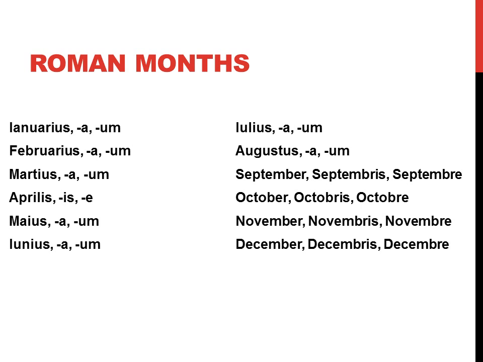If you're looking at it, especially that final month, December, which we call December, you can see decem in there, as in 10. So December used to be the 10th month. There used to be 10 months in the Roman year. Then at a certain point there were 12. So where did the extra 2 come from?